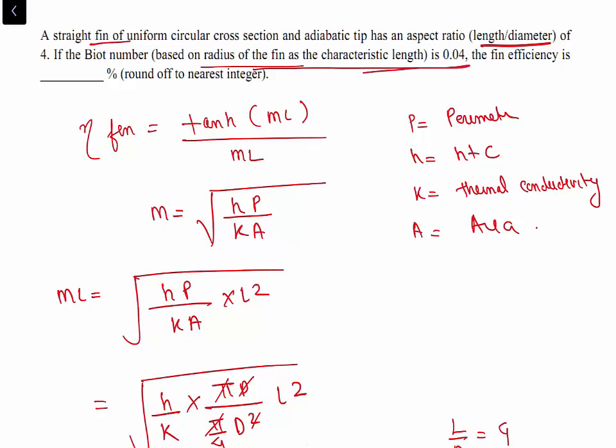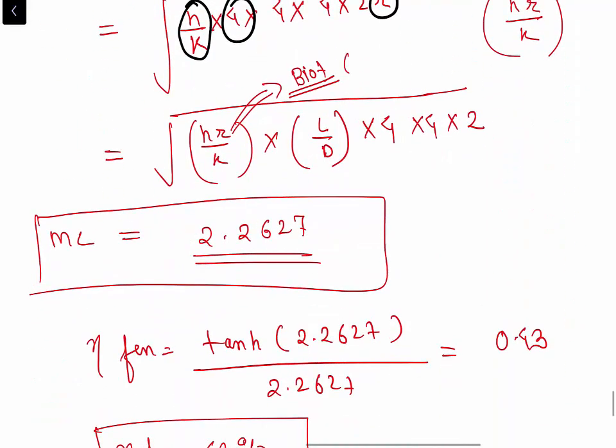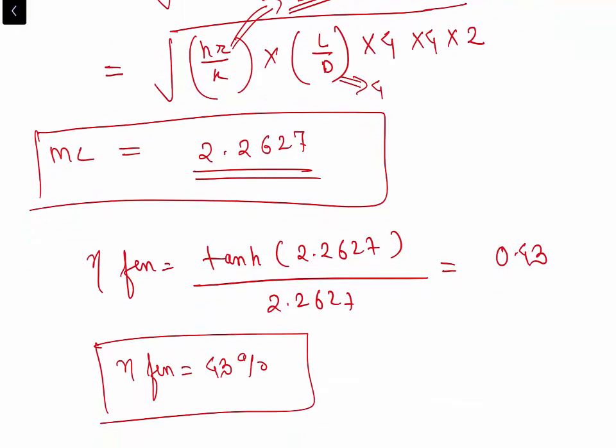Okay, the 0.04 value is also given, so you can easily calculate all these values. This L by D value is 4. Again, I am telling you so that you don't have any confusion. Finally, we get the efficiency of the plate. Okay, thank you.